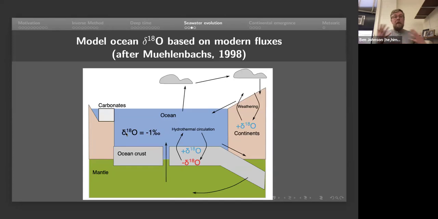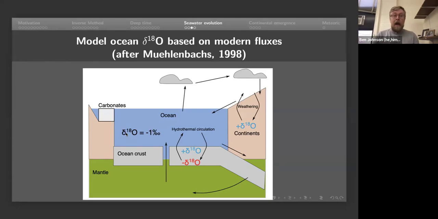Awesome. So we make these observations, right? And it's a natural next step, and it's much more satisfying, if we can put forward a mechanism to explain this observed trend in the δ18O values of seawater that we're seeing, that were high and have dropped to their modern value sometime between the late Archean and the Mesoproterozoic.